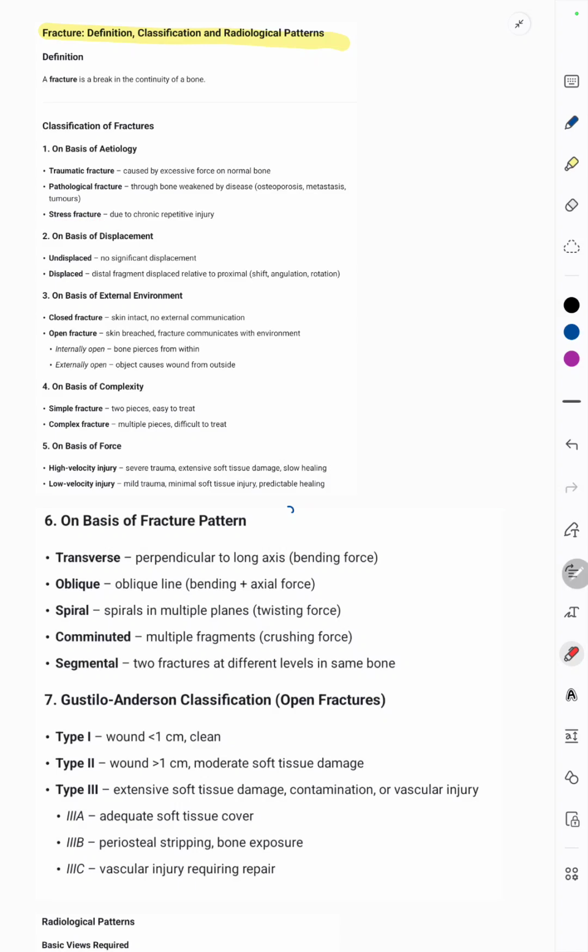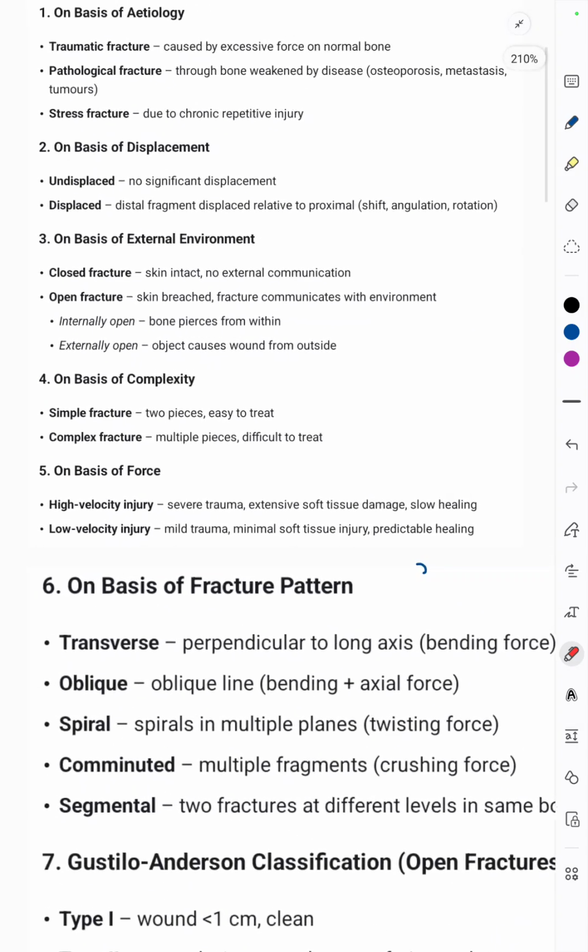chronic repetitive injury. On the basis of displacement, there can be either a displaced fracture or an undisplaced fracture. Undisplaced fracture means there is no significant displacement. In case of a displaced fracture, the distal fragment is displaced in relation to the proximal fragment. Either it can be a twisting injury, a rotational injury, or a shift.